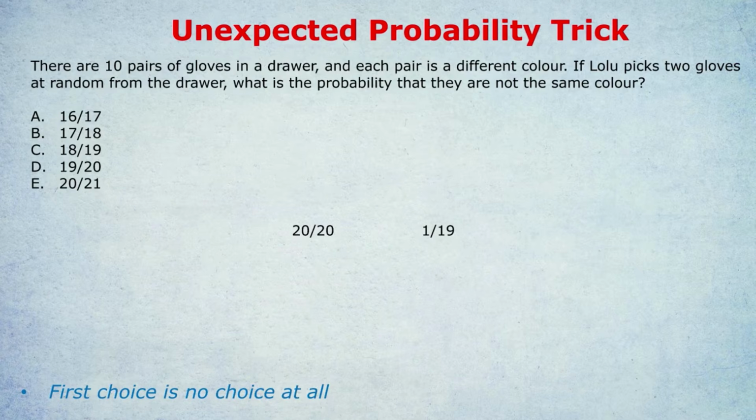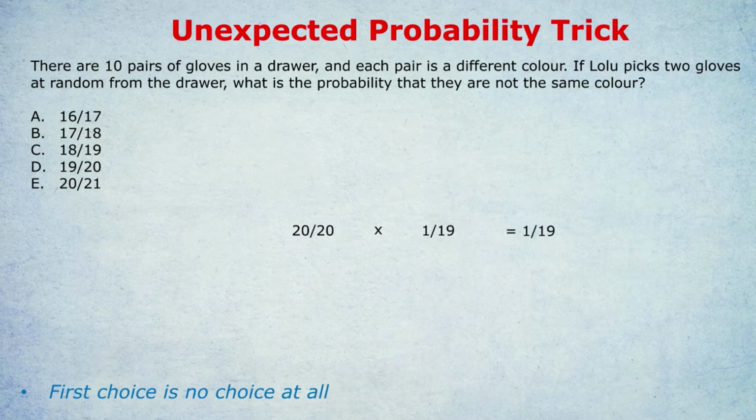And the 1 because it has to be the one matching glove to the one we've already picked out. So say that she picked out a blue glove the first time, it would have to be the one remaining blue glove the second time. It can't be any other colour. Of course, with probability, we're going to multiply because she has the first choice and the second choice. And 20 out of 20, funnily enough, is just 1. Anytime the numerator and denominator are the same, that's just 1. So it's 1 times 1 out of 19, which is 1 out of 19.